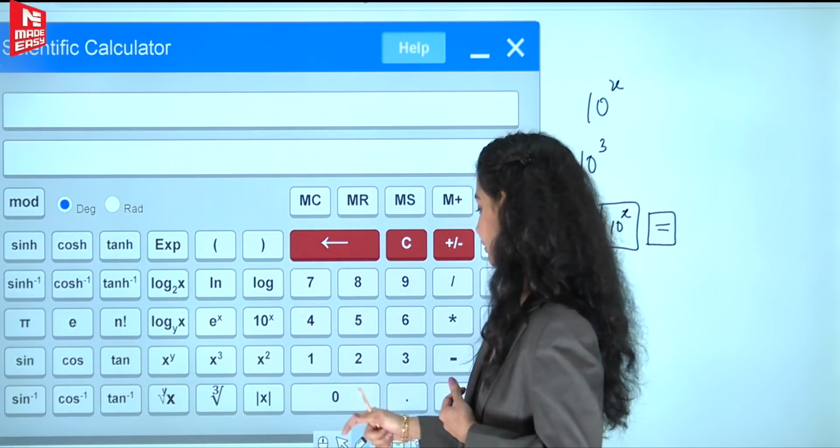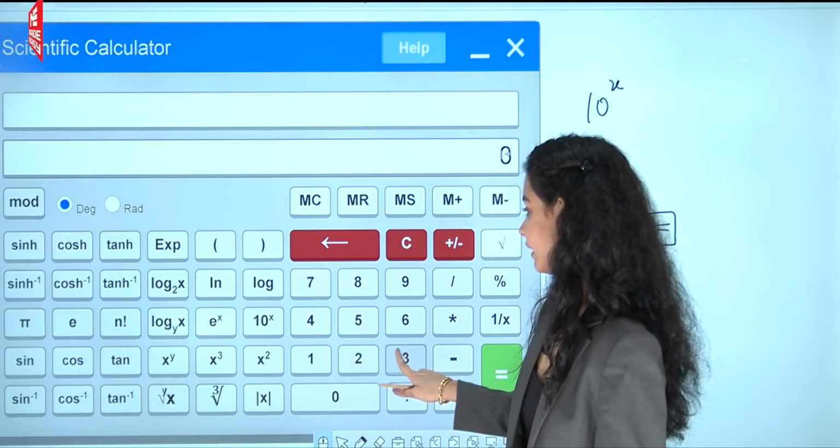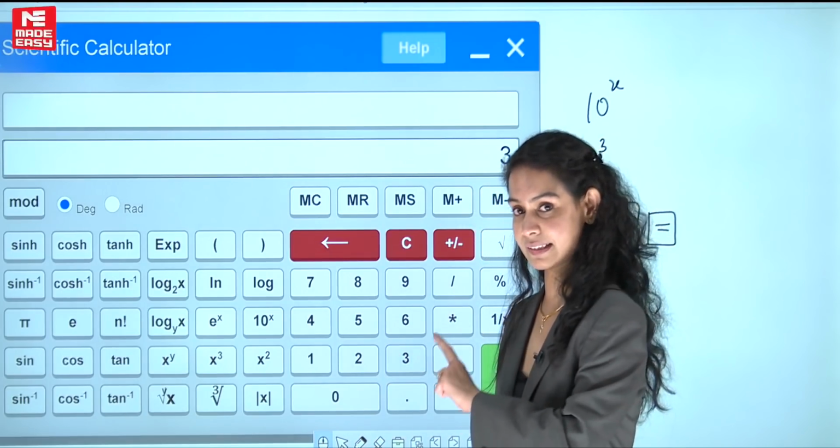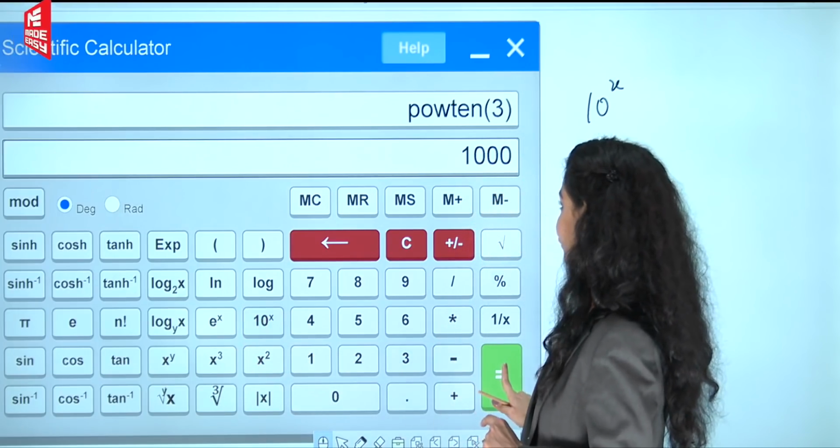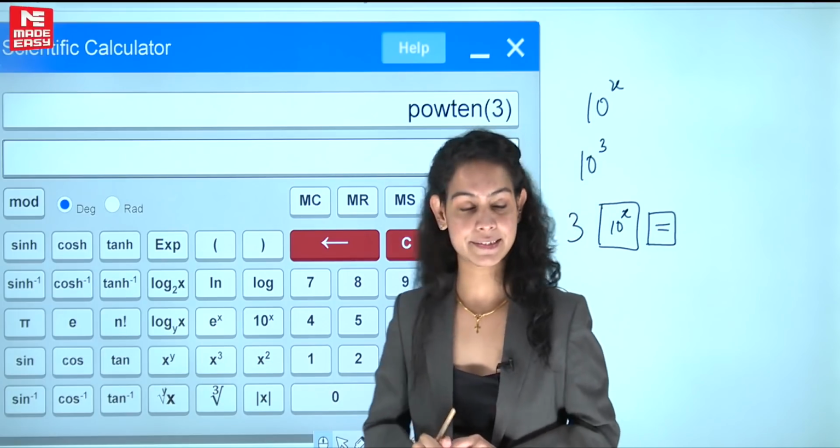Let's perform this on a virtual calculator. So 3, the value of x is 3, then the function tab that is 10 to the power of x and then you have to press equal to. There you get your answer.